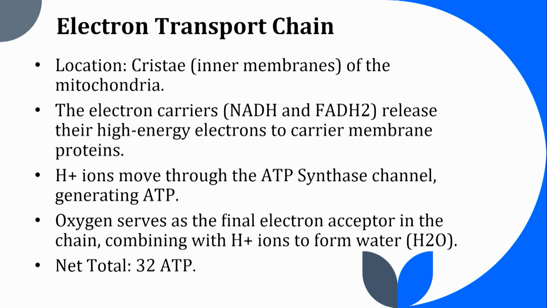Okay, so that leads us to the last part of cellular respiration, which is called the electron transport chain. The reason it's called the electron transport chain is that we're moving electrons around in order to generate enough energy to make the ATP. This happens in the mitochondria, specifically in the folds of the mitochondria, which are called cristae. It's like the inner membrane. Okay, so we use the electron carriers, the NADH and the FADH2.